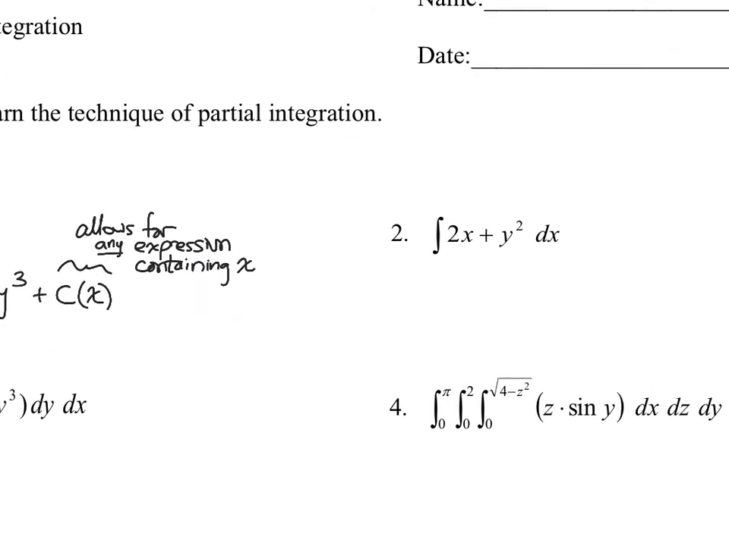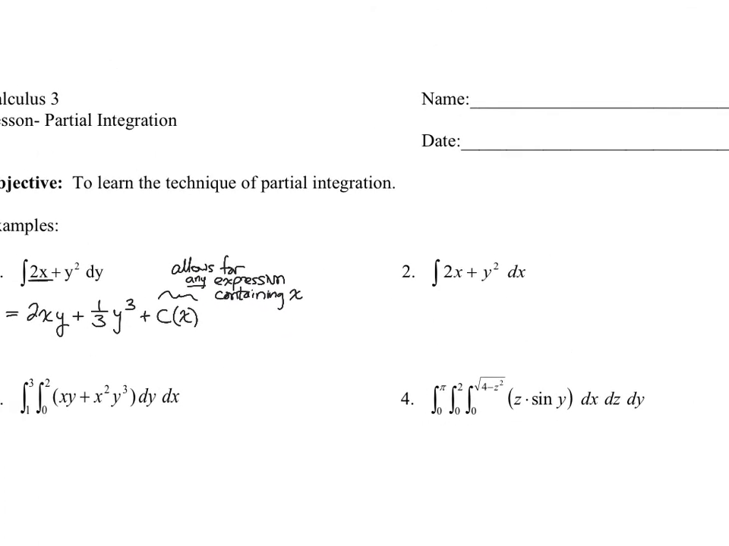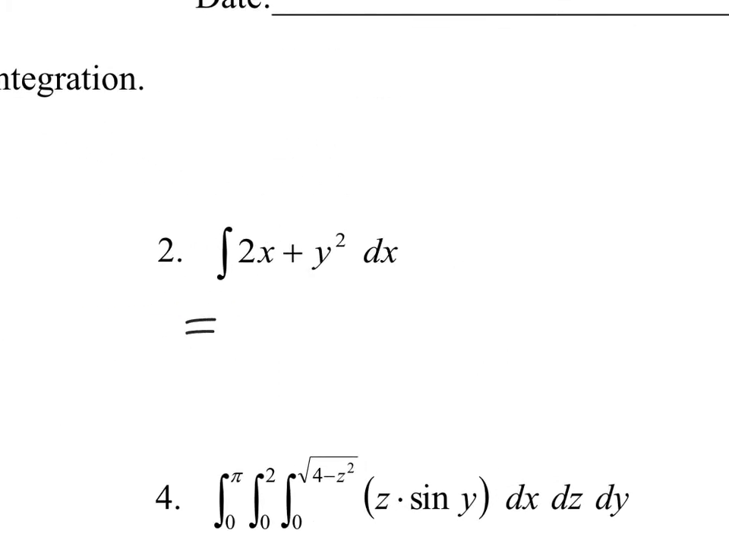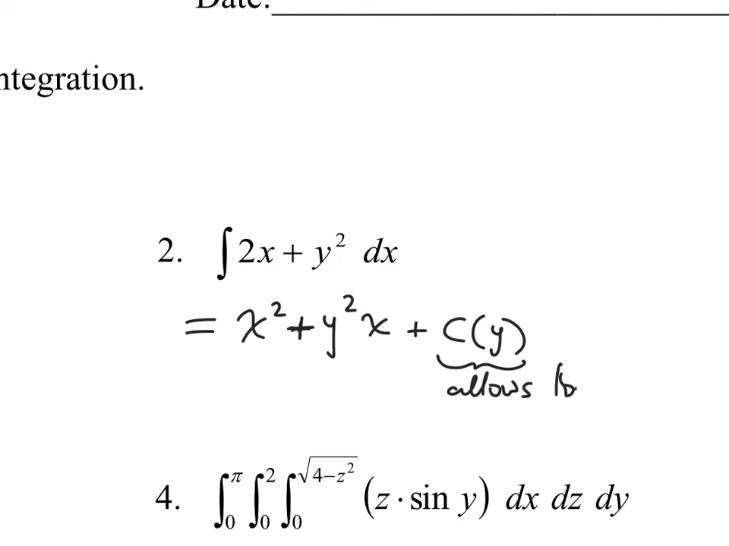So the other case, we're taking the antiderivative with respect to x. So we're looking at x squared plus y squared x, all right, because the y term is being treated as a constant. And then we would add c to that, but we could technically say c of y, because this allows for any expression containing y.